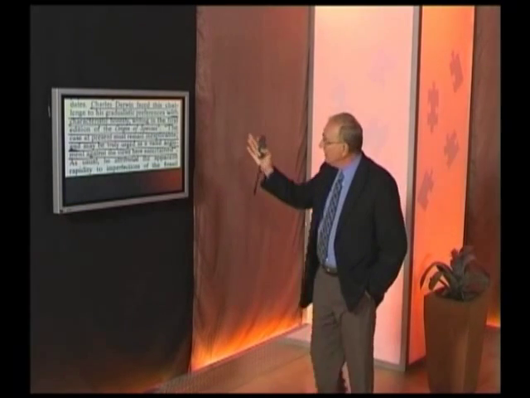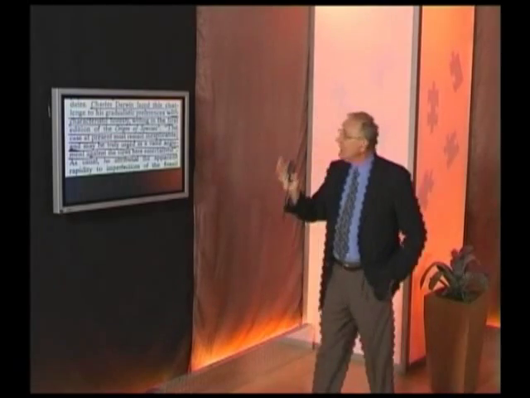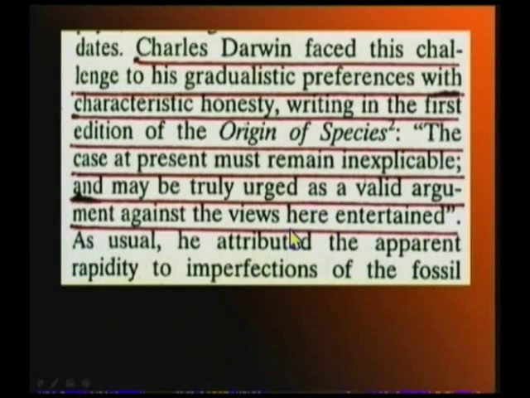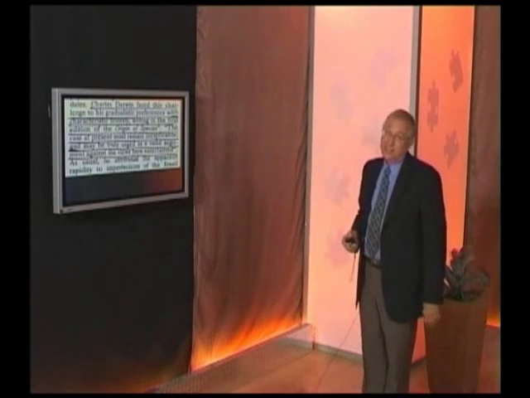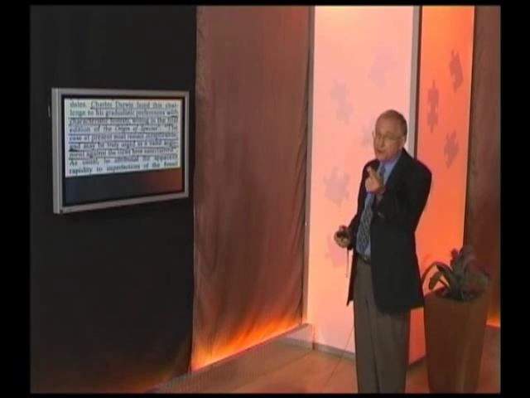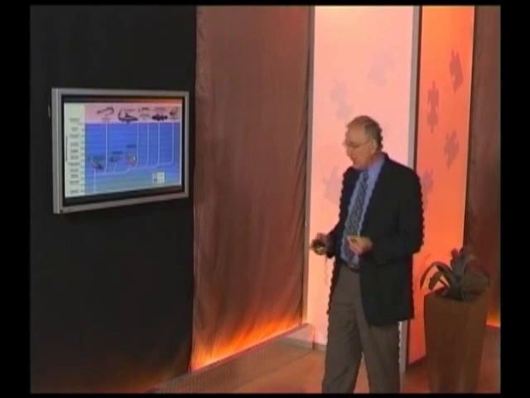No. Gould continues to write, and he says Charles Darwin already faced this challenge to his gradualistic preference that things evolved slowly, writing in his first edition of Origin of Species that the case at present must remain inexplicable, and that it may be truly argued as a valid argument against his views. That's fascinating. So even from the beginning, scientists were actually aware of this issue.